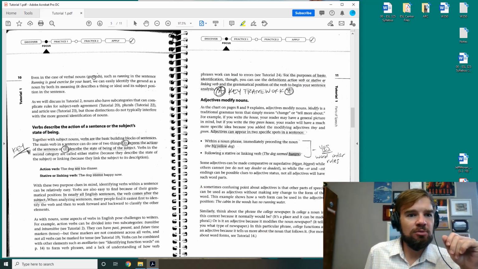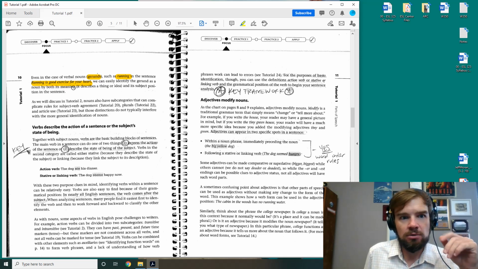Even in the case of verbal nouns, gerunds, such as running, in the sentence, "Running is good exercise for your heart," we can easily identify the gerund as a noun by both its meaning, it describes a thing or an idea, and its subject position in the sentence.